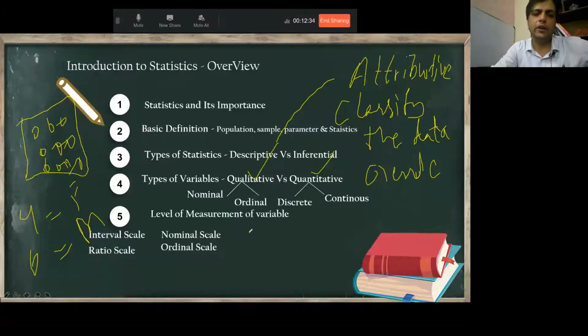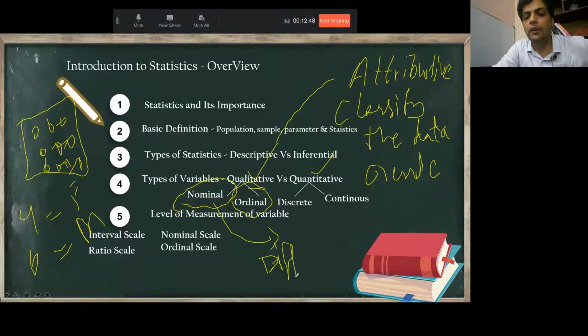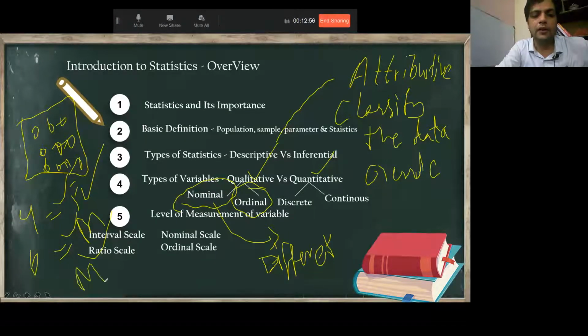In qualitative, we can again have nominal and ordinal. What is nominal? Nominal is just different based on their qualities, right? They are different, but we don't know which one is better. For example, I don't know if female is better than male or male is better than female, right? So I cannot rank these two options.